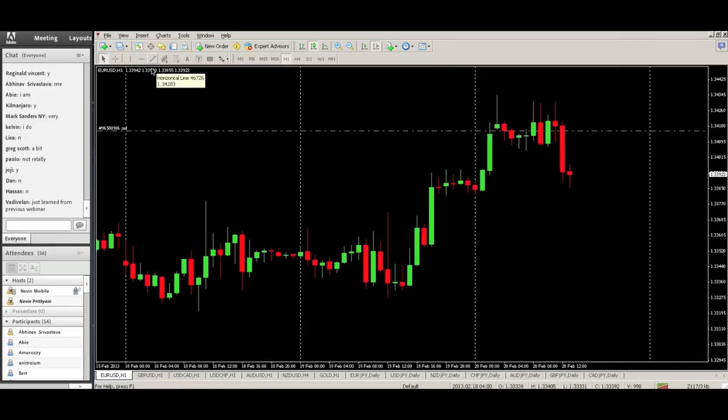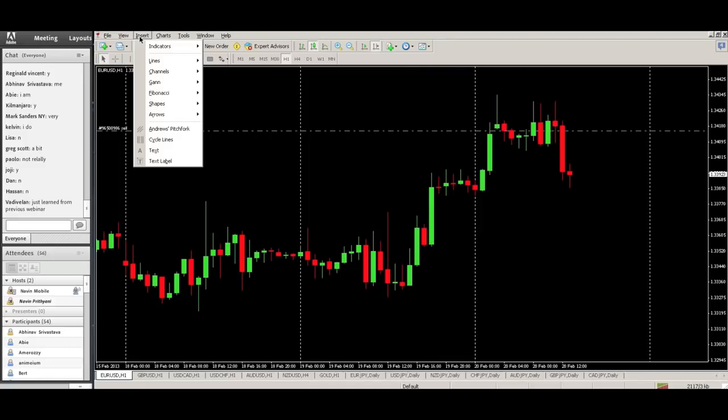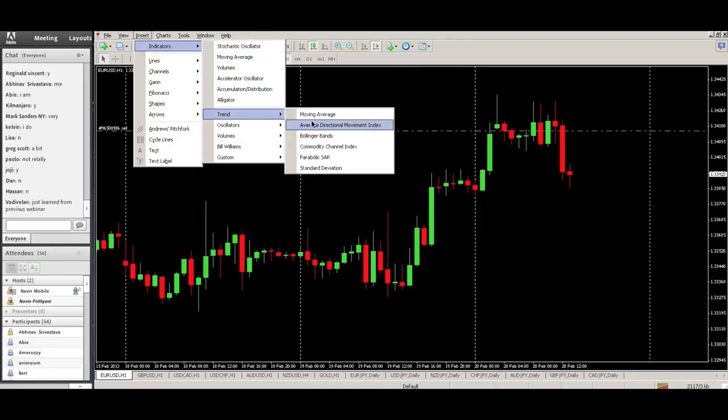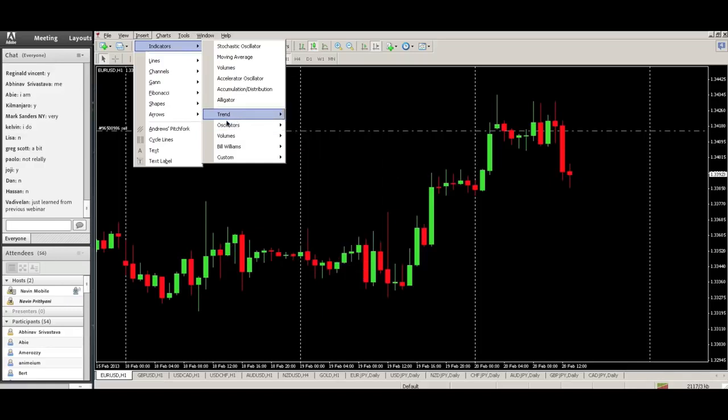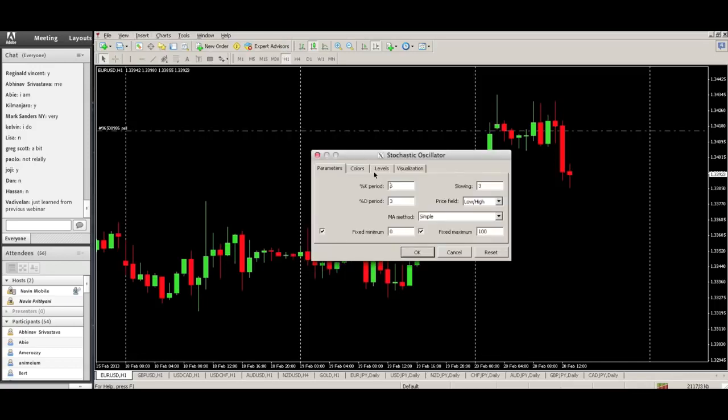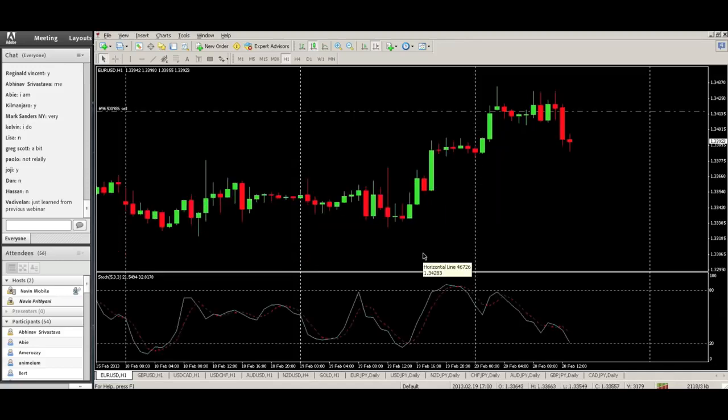For divergence, I like to use an indicator called stochastics. I'm going to go to Insert, Indicator, go down to Oscillators, and it's in your list here called Stochastic Oscillator. I click on that. I use standard settings, which is 5, 3, 3. I click OK. And this is how it looks on my screen.